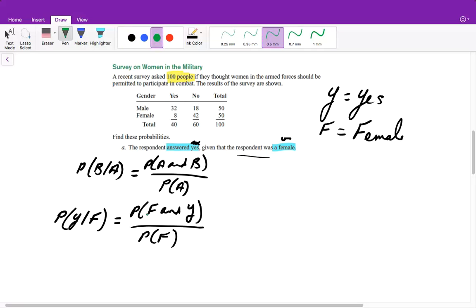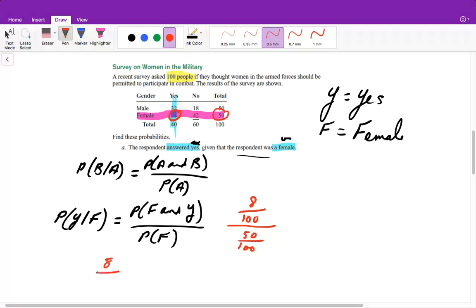First we're looking for the probability that they are female and they said yes. Here's all the people who said yes, and here's the people who were female. You can't really see it right now, it got darkened out too much, but right here there's a number 8. So there's a total of 8 people who said yes and were female, and a total of 100 surveyed. So that's 8 out of 100. Then the probability that they were female: there are 50 females surveyed, so it's 50 over 100.